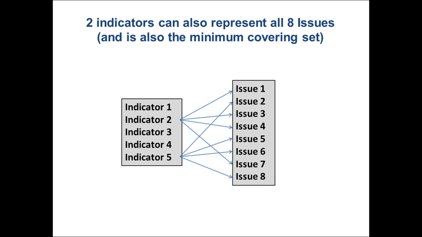On the contrary, we could choose indicators 2 and 5. And this also happens to provide information on all the issues, but it requires us to track 2 indicators instead of 3. Now this actually also happens to be the minimum set of indicators in this case that can represent all these 8 issues.